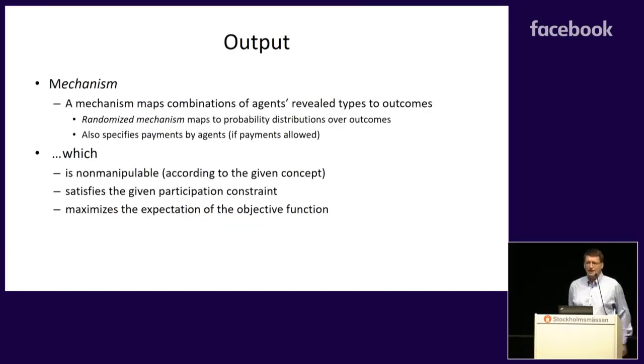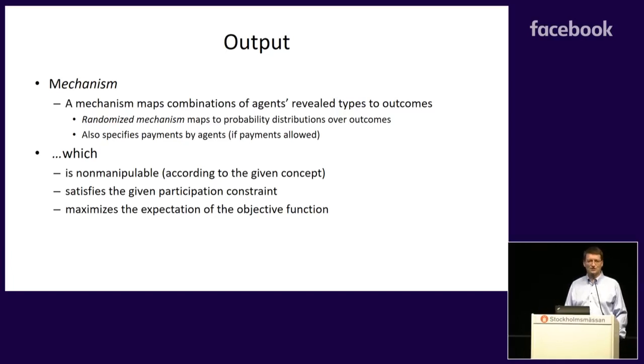All right, so the output then is a mechanism. And again, here we were in a table-based world. A mechanism maps combinations of agents' revealed types to outcomes. So combination means one type per agent, so whatever their reported types ended up being, that maps to an outcome. And a randomized mechanism maps, of course, to a probability distribution over outcomes. And also, the mechanism specifies the payments in cases where payments are allowed. What are the properties of the mechanism? Well, it's non-manipulable according to the given incentive compatibility constraint type. It satisfies the given participation constraint type, and it maximizes the expectation of the objective function.